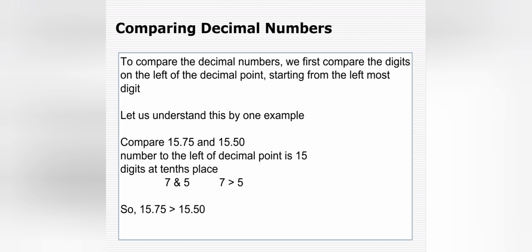Now here, left of the decimal point the number is 15 in both the decimal numbers. So now we will compare the digits at the 10th place. In the first decimal number, the digit at the 10th place is 7 and the digit at the 10th place in the second decimal number is 5. And 7 is greater than 5, so 15.75 is greater than 15.50. Understood, children?